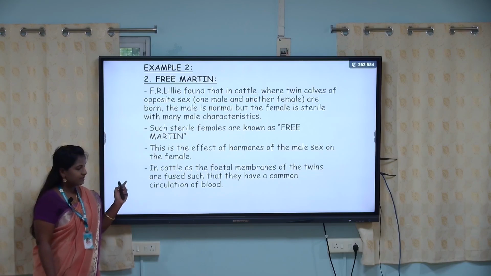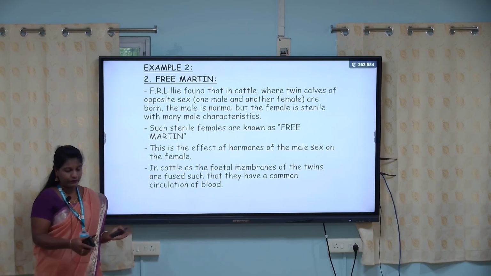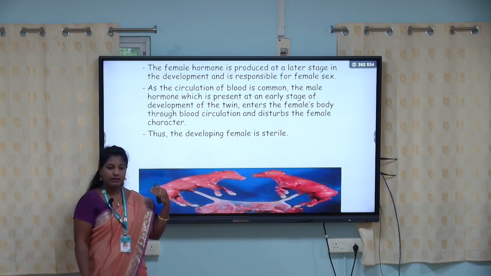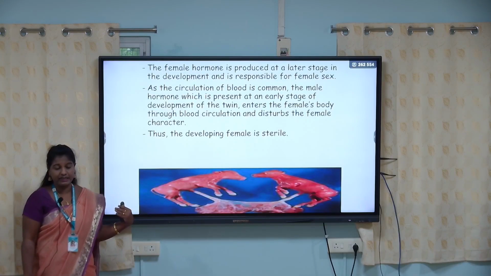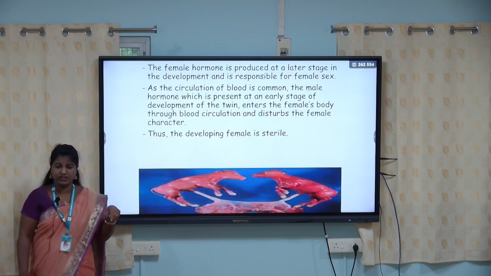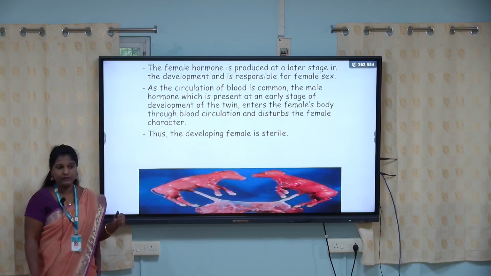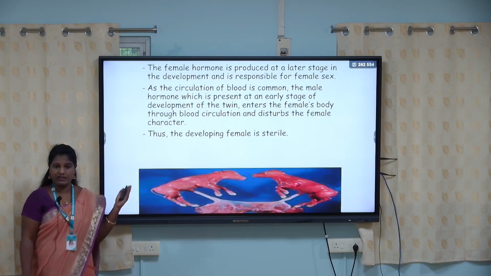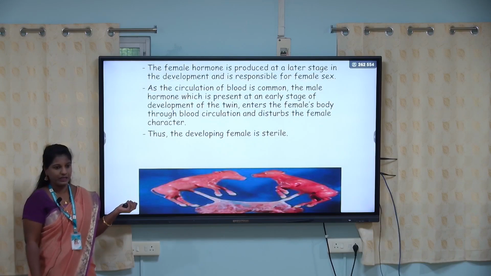As the twin cattle share the same fetal membranes, which are fused together, the circulation of blood is common. He found that male hormones are produced at an earlier stage, and the female hormones at a later stage, but the male hormones influence the secretion of female hormones and promoted maleness. So, the female was sterile and could not reproduce, but the male was normal. This type of mechanism is known as hormonal control of sex determination. The example given was the free martin.